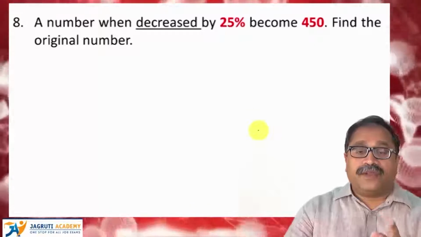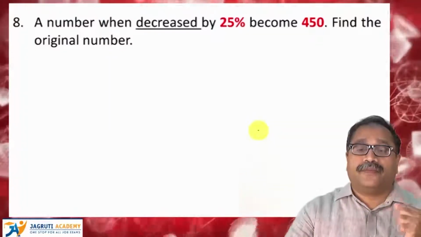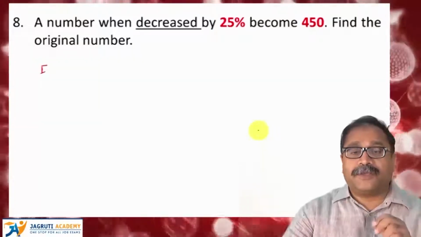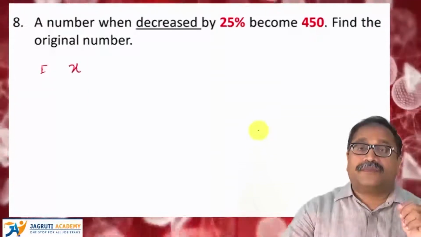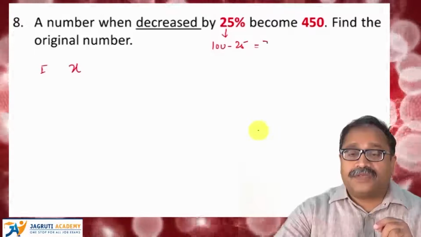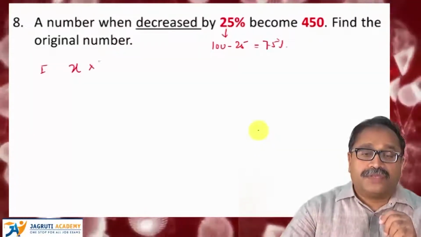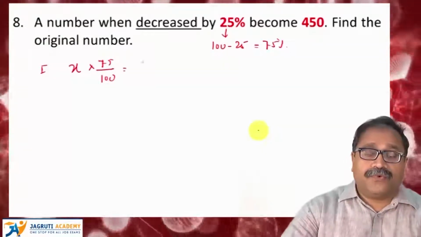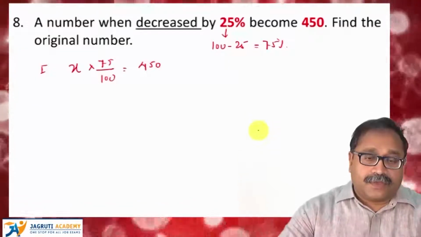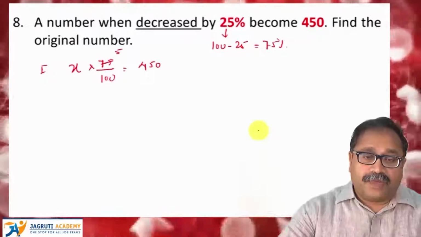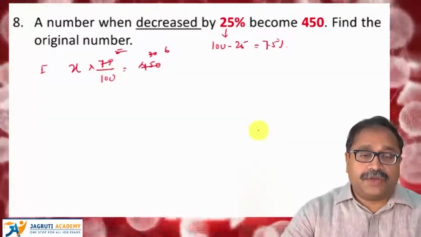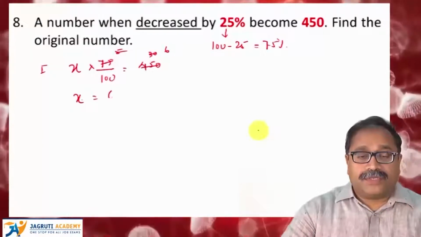Similarly, we pick a few more examples. Look at this. A number when decreased by 25% becomes 450. Find the original number, the initial number. I will deal with both methods. The first method: the original number is x. As it is decreased by 25%, that means 100 minus 25, it becomes 75%. So x into 75 by 100 is equal to 450. Now what is x? With 75 I can cancel this with 450: 75 and 450 cancel by 15, giving 5 and 30, and 30 by 5 is 6 times. So 6 into 100 is 600. So x is equal to 600.